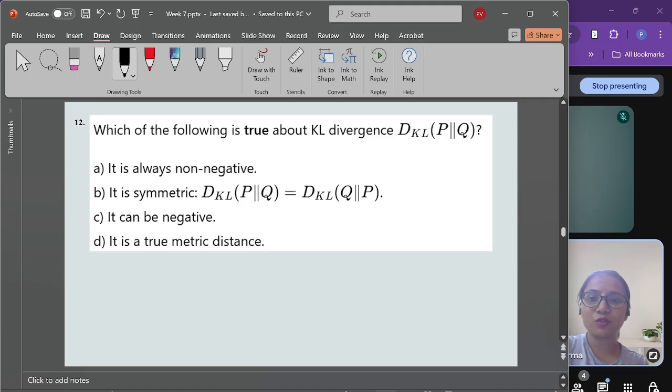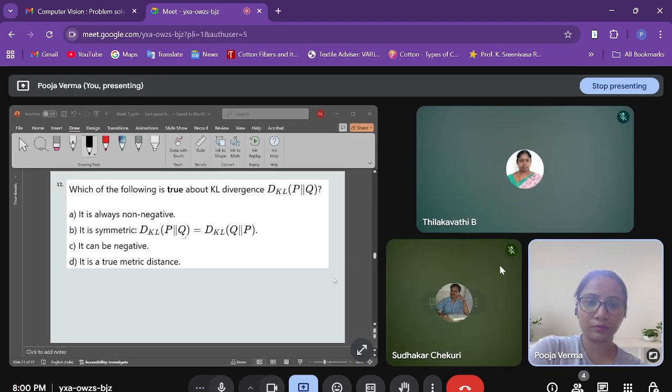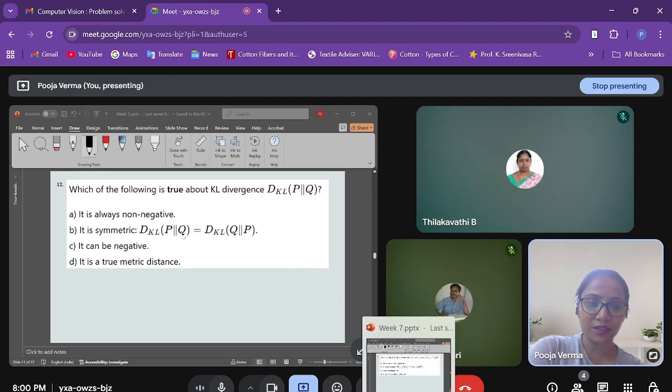Now the next question is, which of the following is true about KL divergence? Option A, it is always non-negative. Option B, it is symmetric, that is D KL P by Q is equal to D KL Q by P. Option C, it can be negative, or option D, it is a true metric distance. So which option could be the correct one? Can you answer this question? At least try.